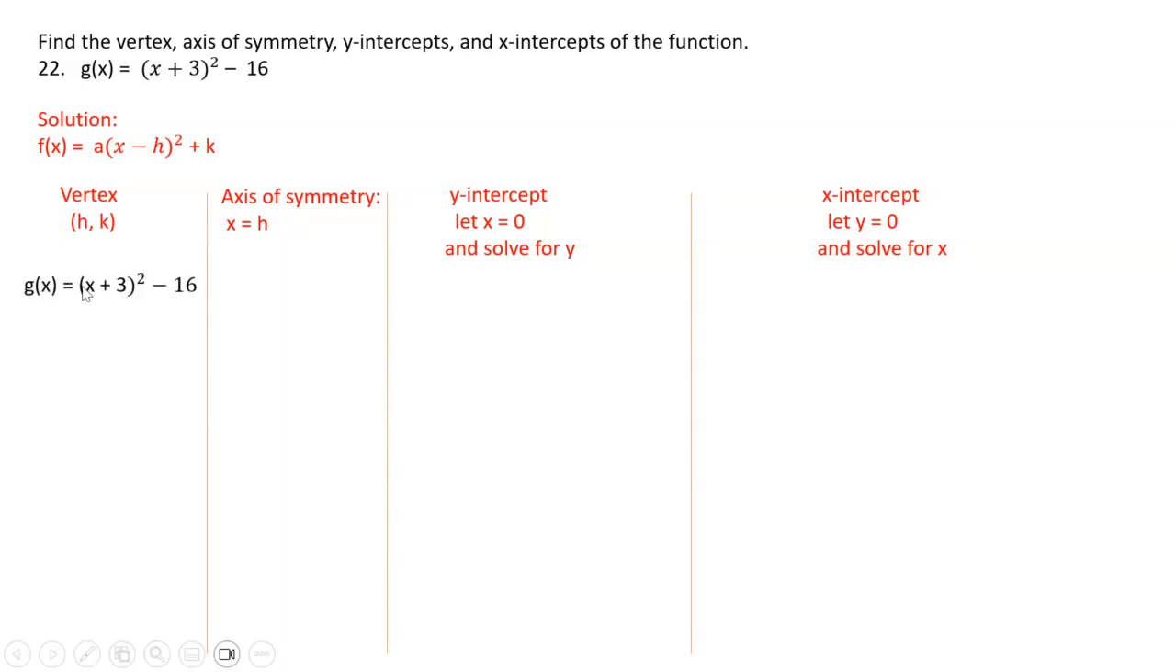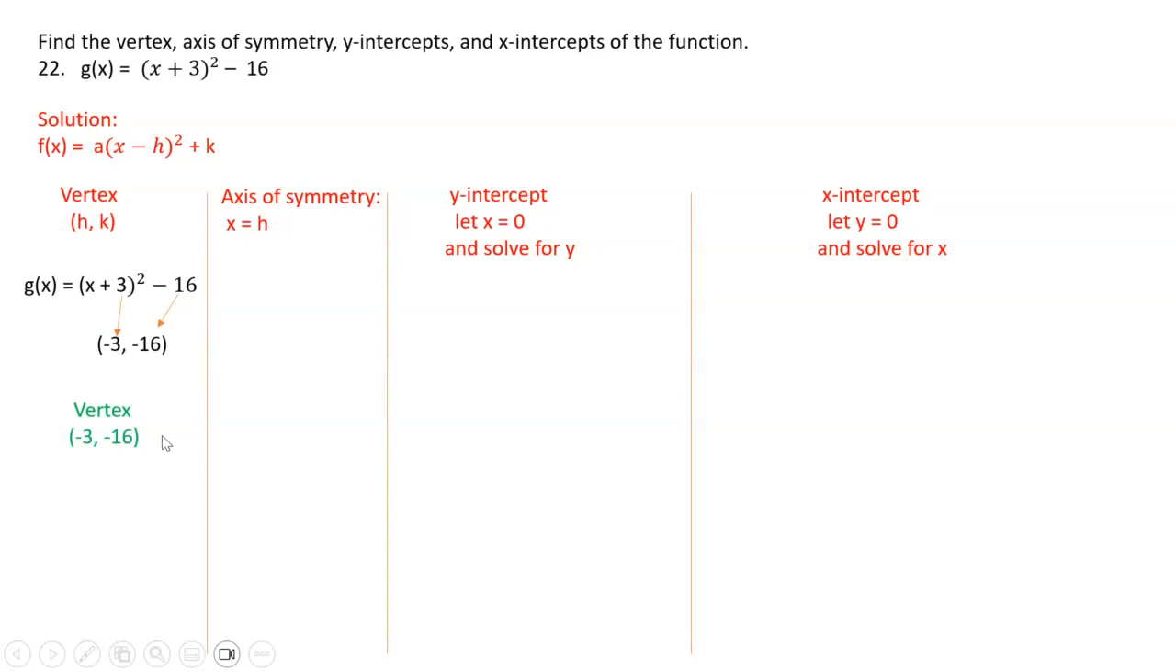Okay? There's my equation, right? My h is negative 3 and my k is negative 16. See, there's my h, there's my k. Because of the minus sign here, when it's minus, the h is going to be positive, and if it's positive, it's going to be negative. For example, here it's positive, so it's going to be negative. So negative 3, negative 16 is my vertex.